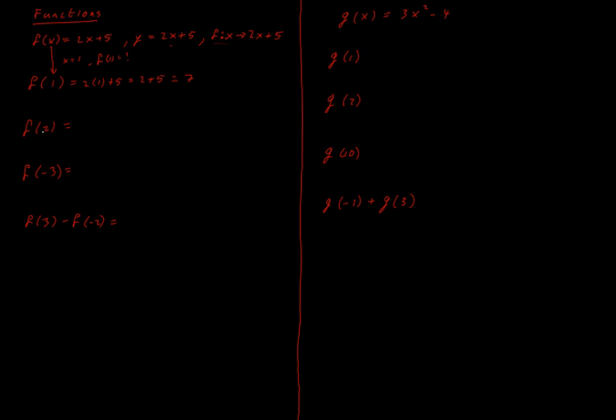So what did I do? The number that is in the bracket here is my value for x. So here, the value for x is 2. So I'm going to put a 2 anywhere there was an x in my original equation. So I end up with 4 plus 5, which is equal to 9.